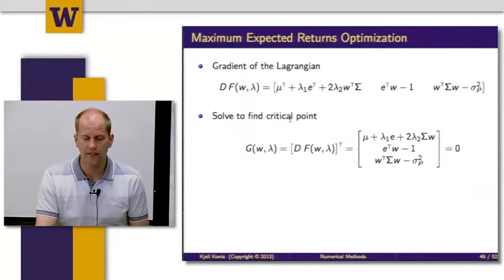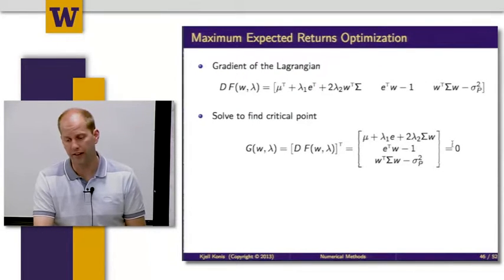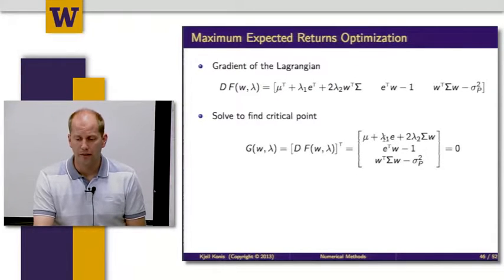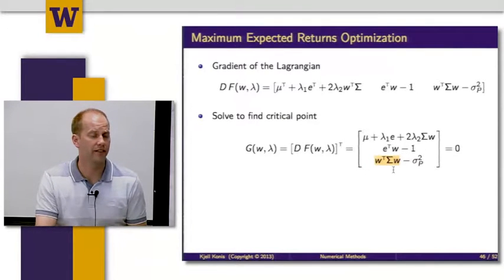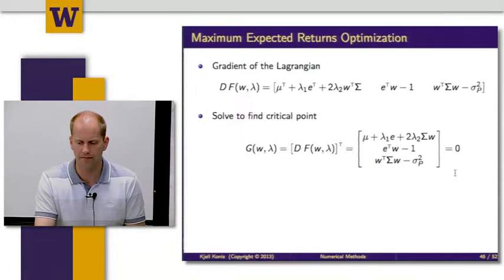So I want to solve to find the critical point again. I'm going to define my function g to be a function of W and lambda. It's just going to be the transpose of the gradient of the Lagrangian. And so I end up with this vector here that I want to set equal to 0. But again, it's got this quadratic form in it, so it's not going to be something that I can just solve as a linear system. It's going to be a nonlinear problem that I need to solve. So I'm going to have to approach this with Newton's method again.